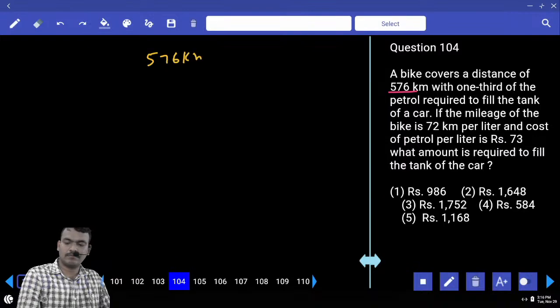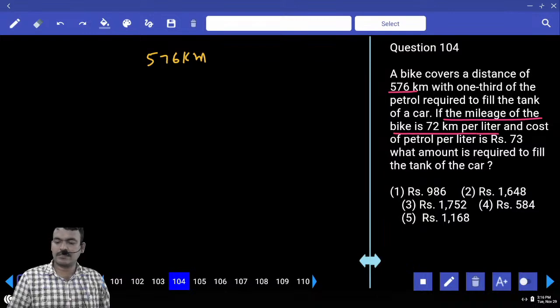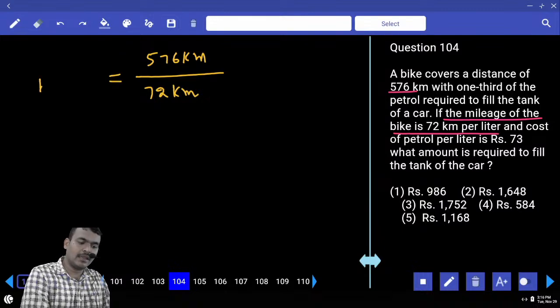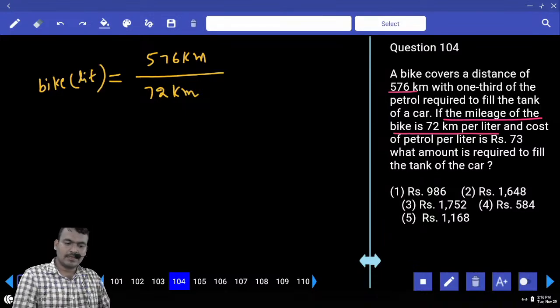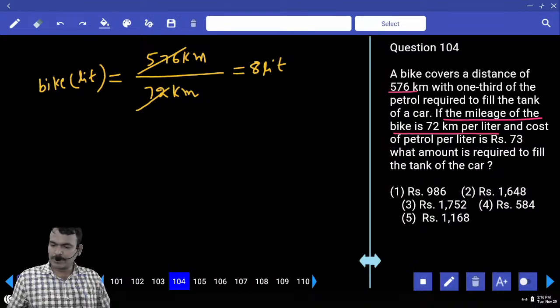576 kilometers. The mileage of the bike is how much? 72 kilometers per liter. Distance 576 kilometers, how many kilometers per liter? 72. Then we get the bike number of liters, the bike consumption. 576 divided by 72 is how many times? 8 times. Bike consumption is how many liters? 8 liters.